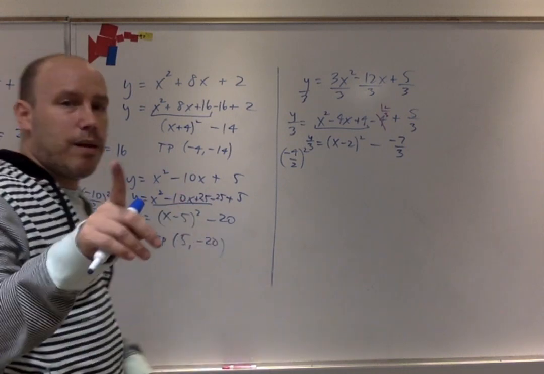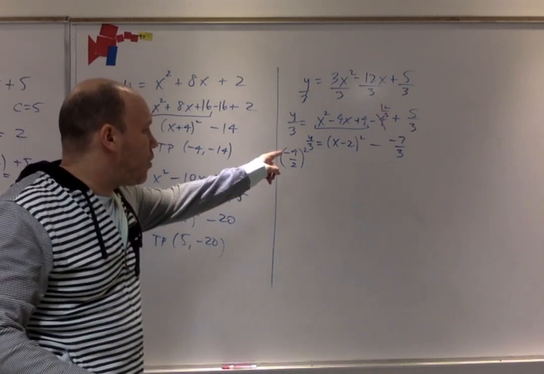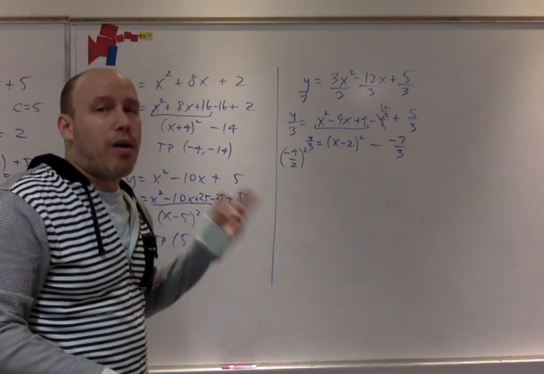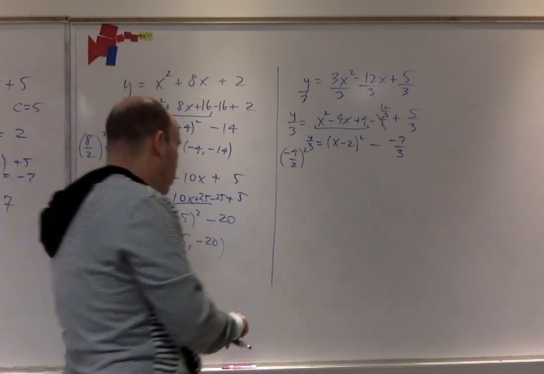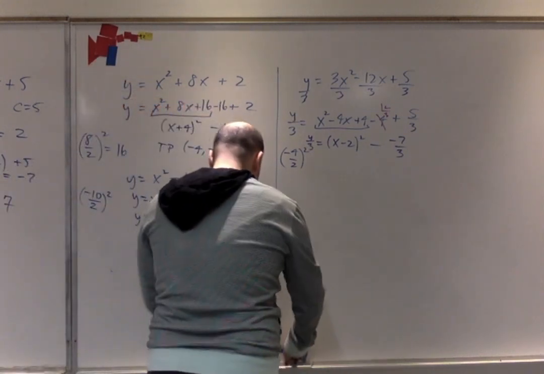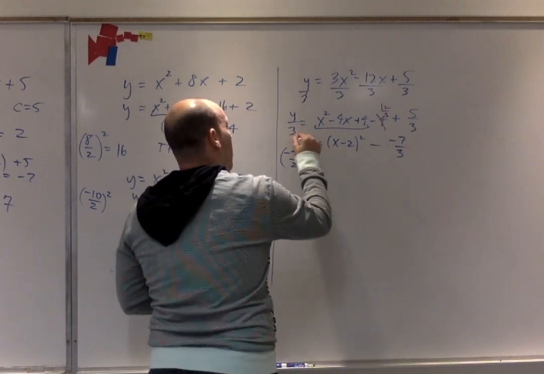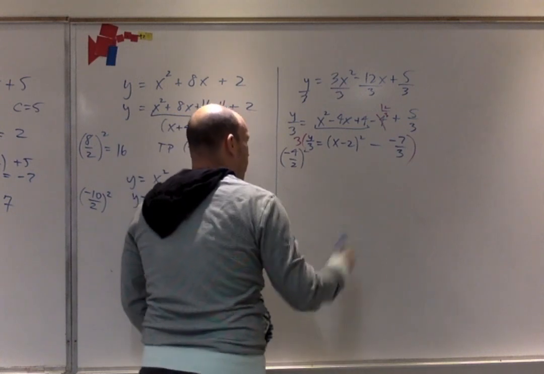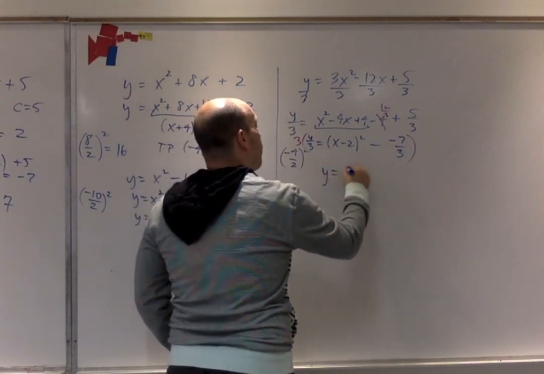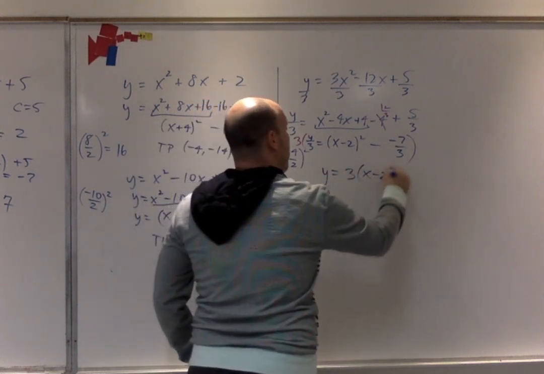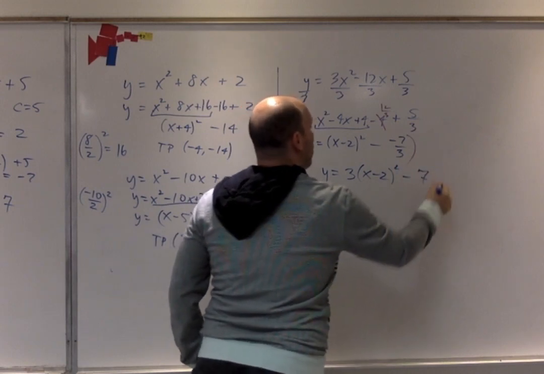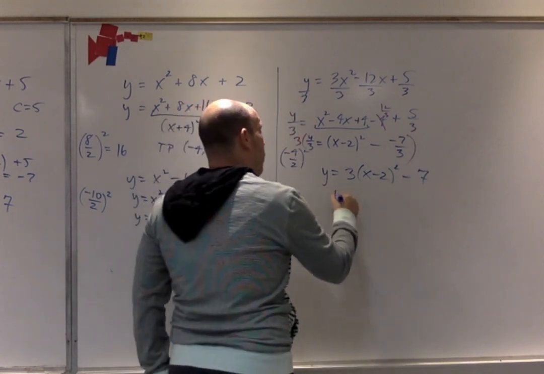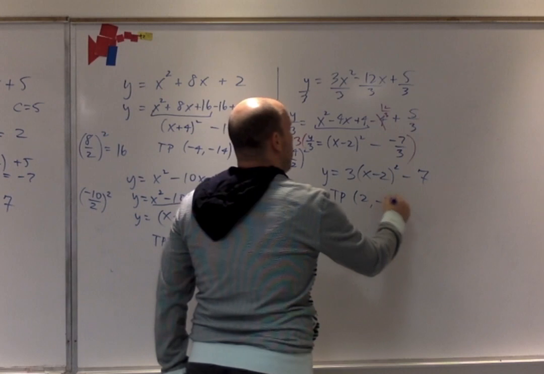But you say, oh, wait a minute. The equation was in the form of y equals. How do we undo division? Well, just multiply. So if we multiply everything by 3, we end up with y equals 3 times this thing minus 7. And we see the turning point is 2, negative 7.